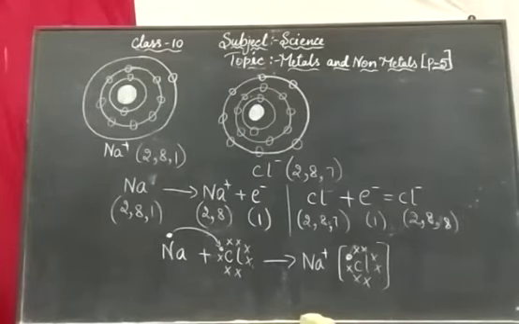So we'll go back to the previous lessons, that is the electronic configuration and the valencies. Here you can see the atomic structure of sodium and the atomic structure of chlorine. You have learned these in the lower class. I'll just say how it is related to reactivity.